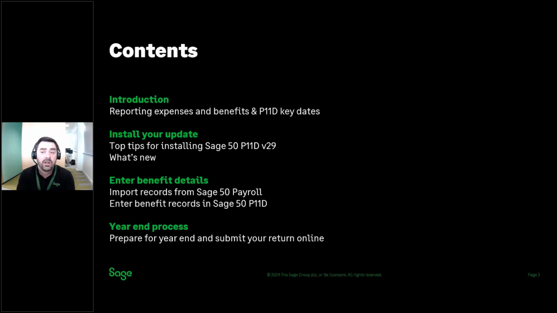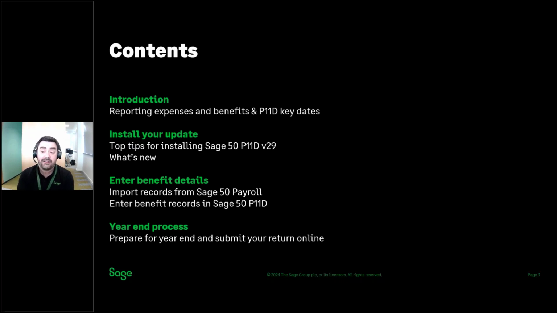Let's now take a look at what we'll cover in the webinar. So we'll kick things off with an introduction to reporting expenses and benefits and a timeline of P11D key dates and deadlines. We'll then move into the practical side of things, explaining how to install your P11D update. So I'll provide some top tips on installing version 29, and I'll mention some of the changes in the new software. We'll then take a quick look at entering benefit records in Sage 50 P11D, and also how to import information from Sage Payroll as a quicker way of keeping things up to date.